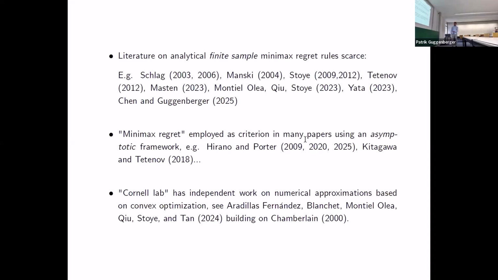Then when it comes to numerical approximations of minimax regret rules, there's a recent paper by the Cornell lab. It's a group of very influential researchers at Cornell that have a grant, I believe, to work on topics of empirical welfare maximization. They have a very interesting paper where they use convex optimization routines rather than what we are doing, which is called fictitious play, using Robinson's algorithm. If I have time, I can talk about the pros and cons. I don't believe that their method is applicable to the kind of problems that I'm studying here, but they have very important other applications.